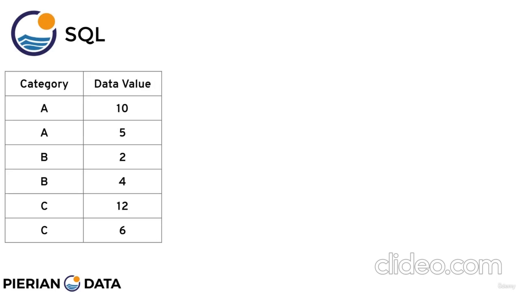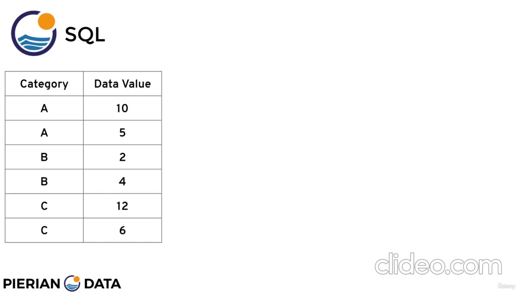We have some sort of category column. Here we have A's, B's, and C's, and then some data value associated with them, such as 10, 5, 2, etc. We can imagine that maybe the category here stands for some sort of company, and the data value is how much we sold to that company. So we had one deal of $10 for company A, later on we had a $5 deal for company A, then a $2 deal for company B, and so on.